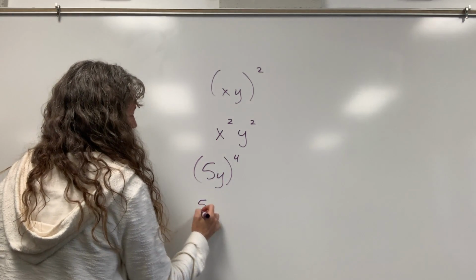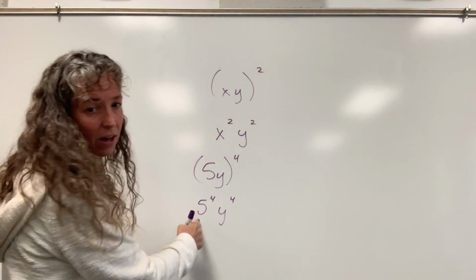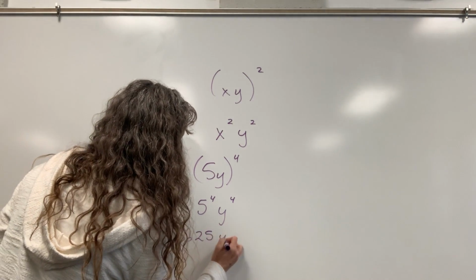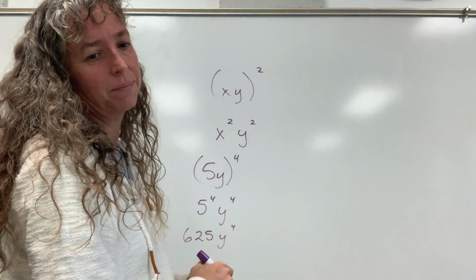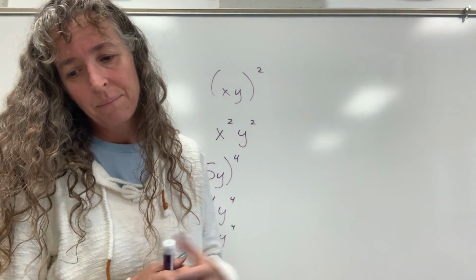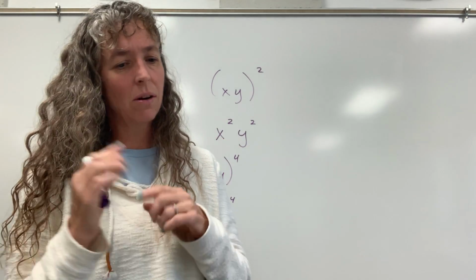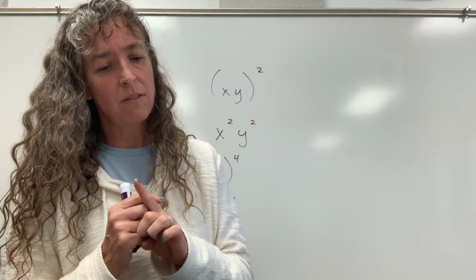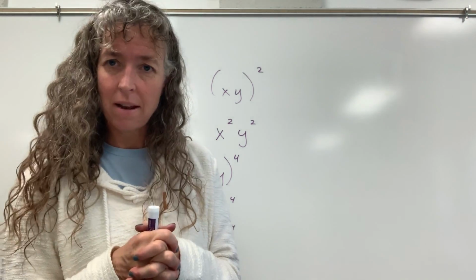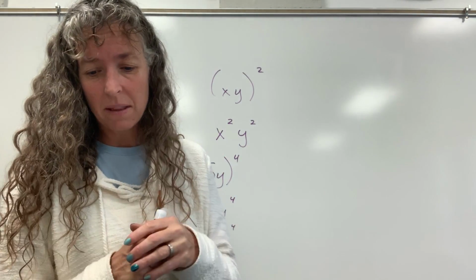I apply it to the 5 and to the y. But I could simplify this, right? So 5 to the fourth power, you can do in your calculator, it's 625 y to the fourth. Okay? All right. Number 9, 0.5n, all of that to the second power, I apply it to everything. So 0.5 squared is 0.25 n squared. And what about 10? On your own, 10 would be a to the fifth, b to the fifth, right?